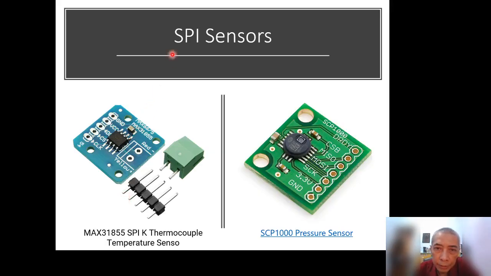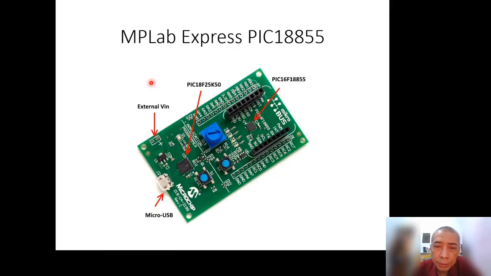So this is an example of SPI sensors. For example, the MAX31855 SPI thermocouple temperature sensor. You can see it has CS, CLK, and so on. And this is the SCP1000 pressure sensor. It has MISO, MOSI, SCK, and CSB according to SPI. So this is the example from Microchip, which is the PIC 8855.